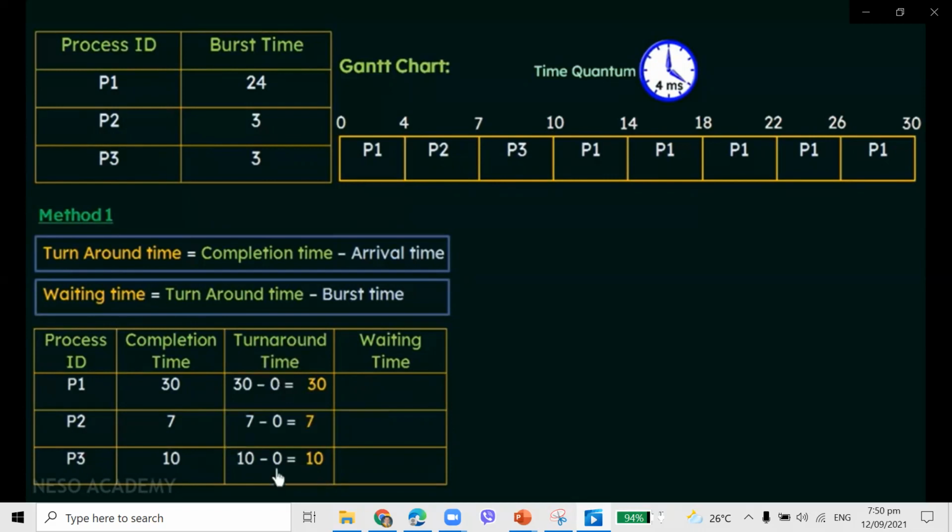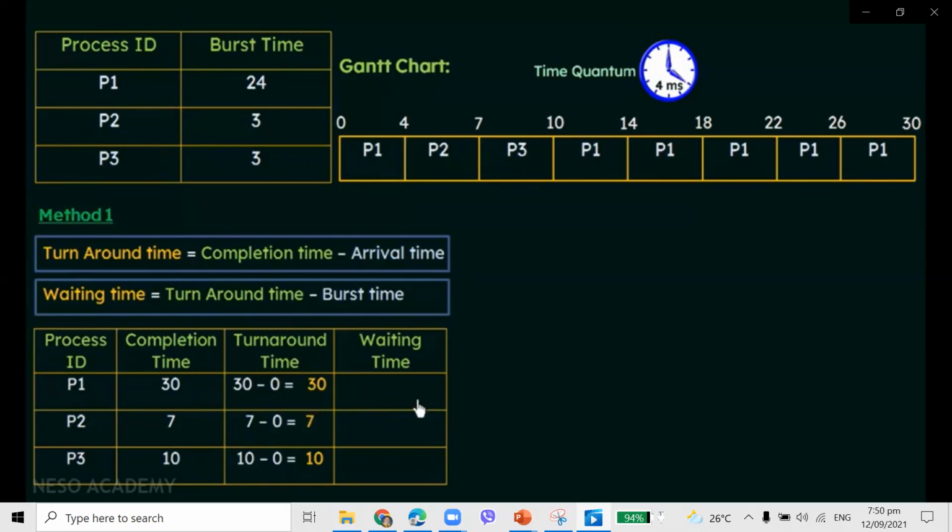So in some other problems, you may have different arrival times. If you have different arrival times, then use the arrival times as given in the problem. Alright, now we can calculate the waiting time. The waiting time is the turnaround time minus the burst time. The turnaround times we just calculated here, and the burst time is what is given in this table.